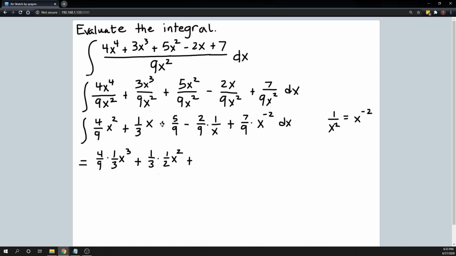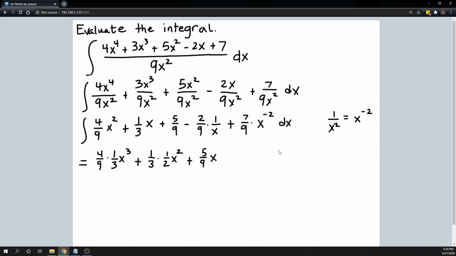Next, the sum rule says put a plus, and then I need to take the indefinite integral of 5/9. 5/9 is just a constant, right? So its indefinite integral would be 5/9 x. You can think of that as 5/9 times 1 if you like, right? And the integral of the one part would be x. But clearly, the derivative of 5/9 x is 5/9.